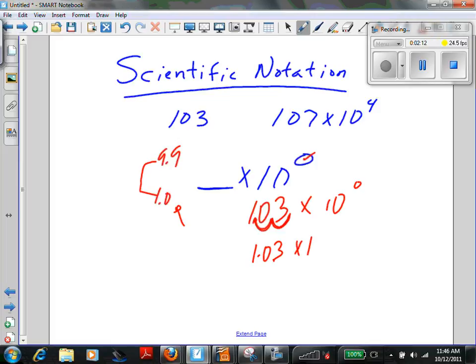So what happens is that 10 to the 0, when I took a 10 away, now it's 10 to the 1. When I took the second one, I have to put it somewhere. I gave it to this. Now I have it to the second. 1.03 times 10 to the second. Whenever I see the exponent is a positive number, I know that number is 1.0 or greater.